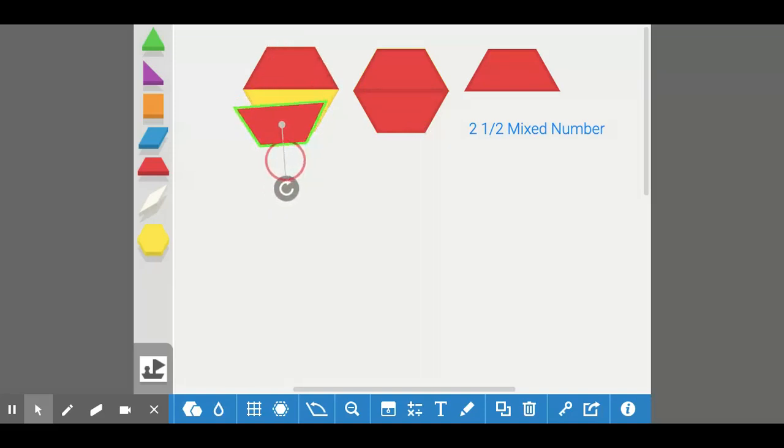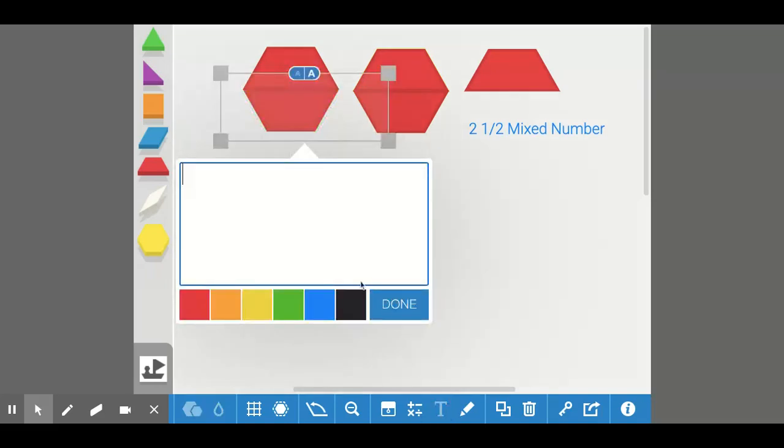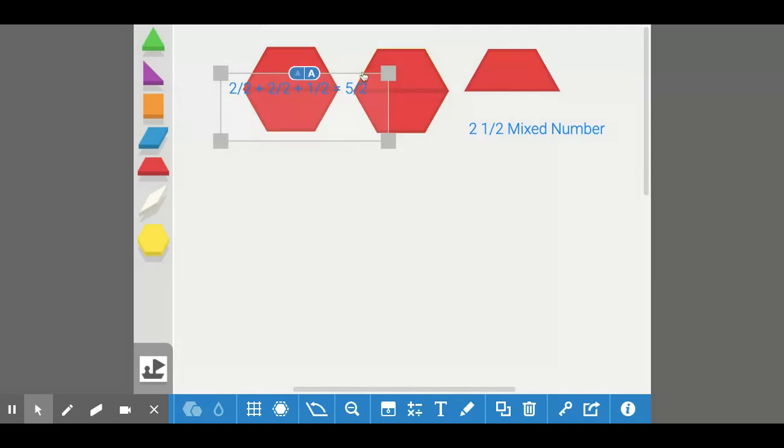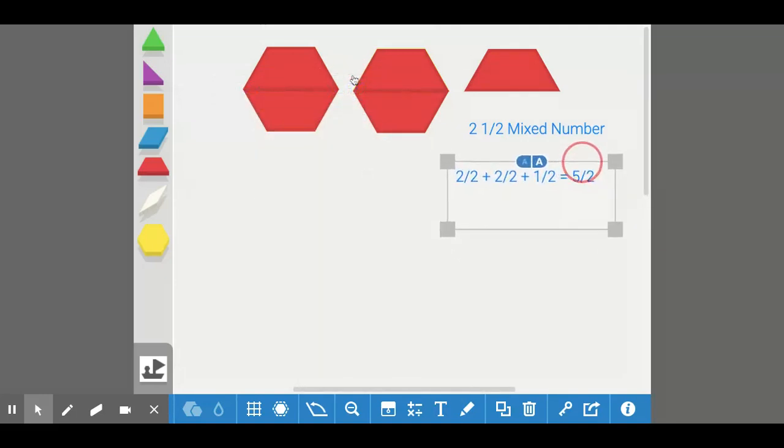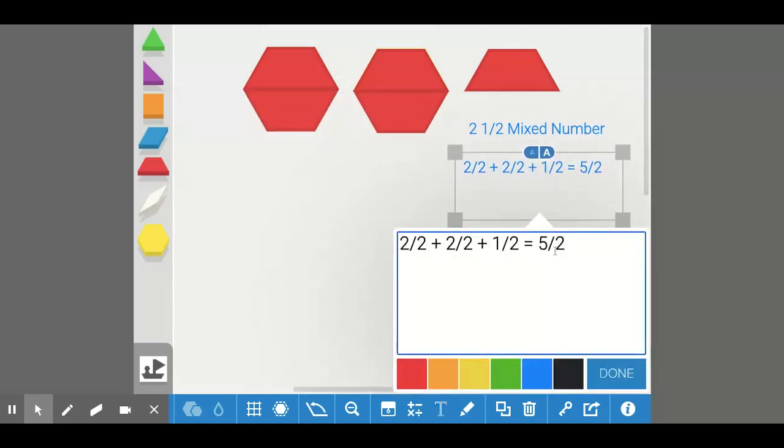So now you're thinking about all the wholes as the 2 out of 2 fractions. So you would have 2 out of 2 plus 2 out of 2. Those are your 2 wholes, plus a half. So altogether you have 1, 2, 3, 4, 5 red pieces, 5 halves. So writing it this way is called an improper fraction.